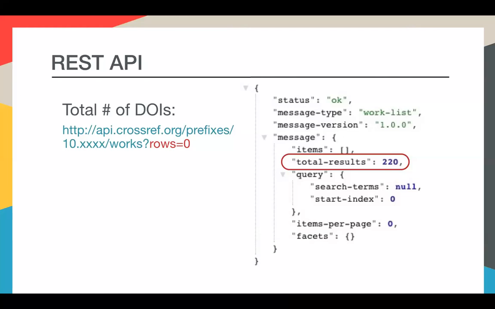With, of course, the caveat that the REST API is indexed fairly quickly, but not instantaneously. So if you've just registered something, you may want to wait until the next day to make sure everything is included in your query. For most queries using the REST API, if you include a row count of 0 in the query, it'll give you a count of the records in the request, but not the records themselves.